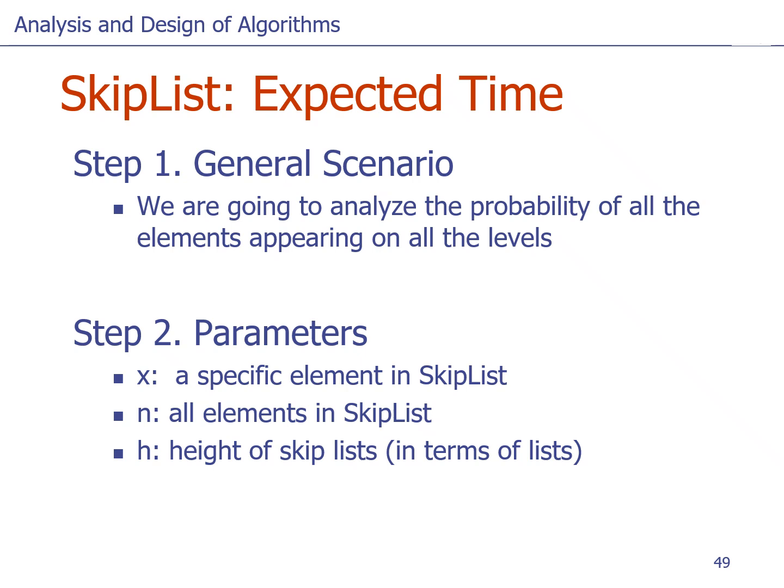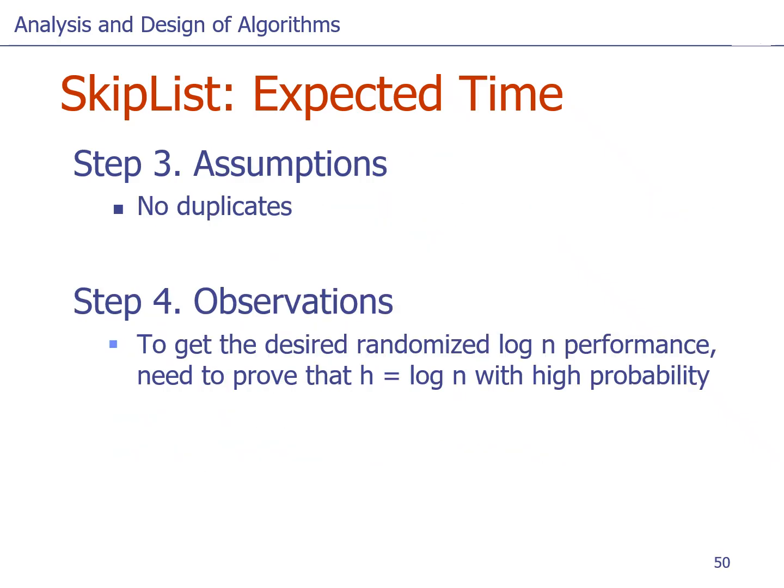H is the height of the skip list. Okay? How many levels I have. Now, the only assumption I will have is no duplicates. As I mentioned before, duplicates are a disaster. There is no good way to deal with them, apart from setting them aside.